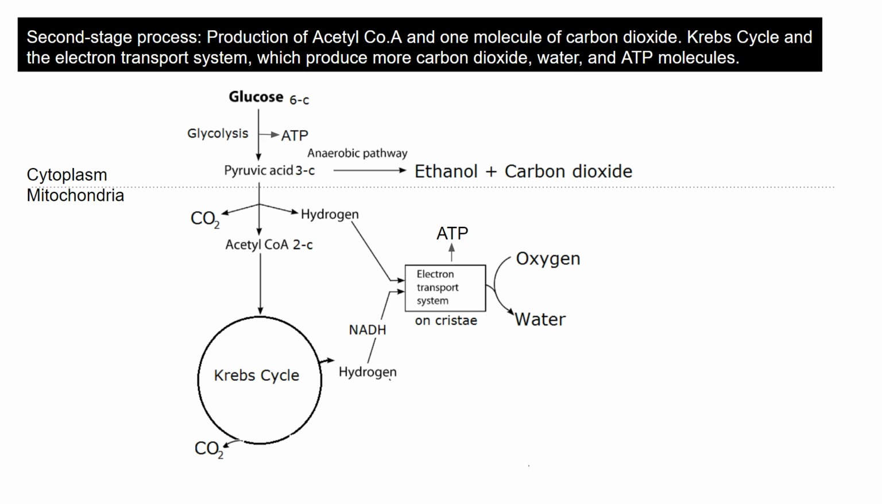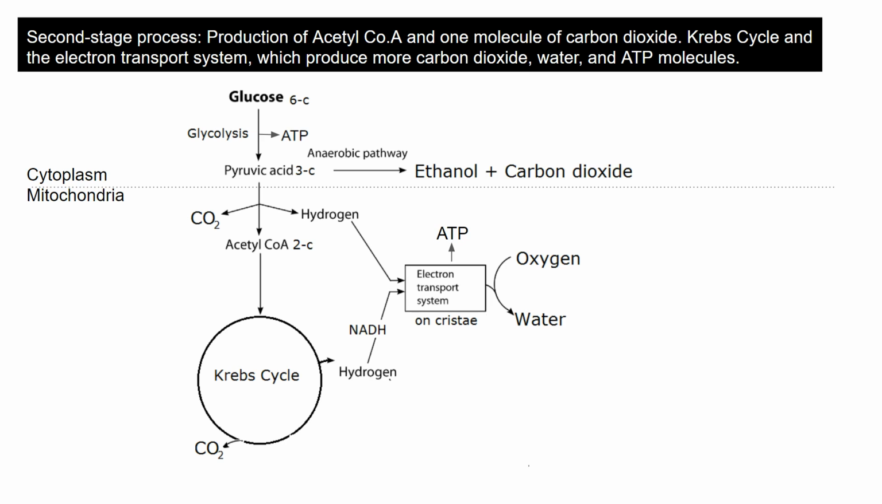If this remains an anaerobic pathway, the pyruvic acid is going to be converted into ethanol and carbon dioxide in the case of yeast, but it will be converted into lactic acid in the case of a muscle cell or bacteria.